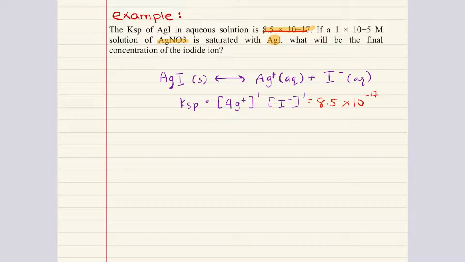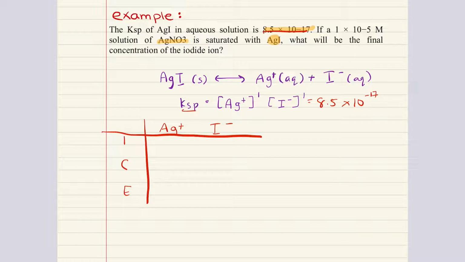Now, from here, we want to go ahead and set up our ICE table because this is going to help us visualize the initial concentrations of these ions, the change, and then finally the equilibrium concentration that we can then use to plug back into our KSP expression and solve for the concentration of iodide ions. Now, this is where it becomes really important to take our ICE table nice and slow. When we're just dealing with silver iodide, our sparingly soluble salt, the initial concentration of the ions is 0.